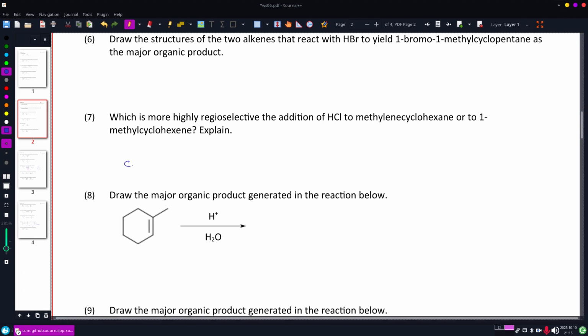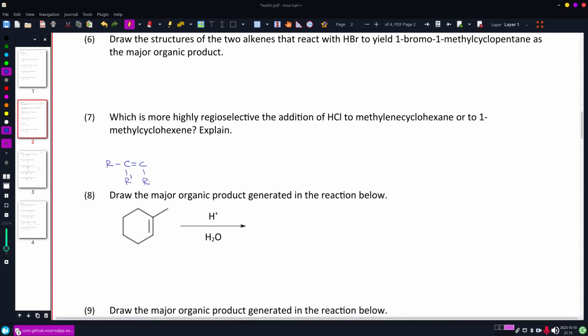So if I actually just draw a basic alkene with just two carbons, and what I'm going to do to distinguish it, I'll do an R and an R prime, and then an R double prime and an R triple prime, just to draw attention to the fact that all three of these things could be different. All right, on addition of HCl, what would guide it to choose one or the other would be the number of H's off either side.